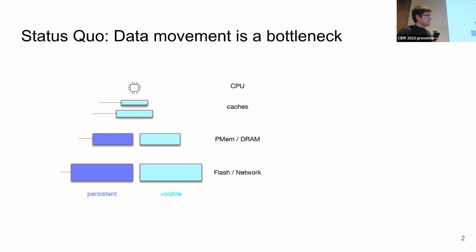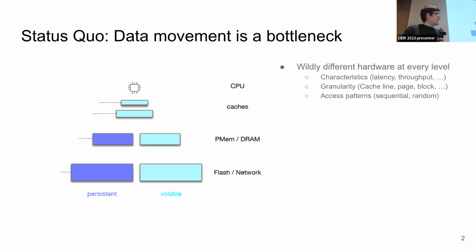So the status quo is that data movement often is a bottleneck in modern deep storage hierarchies. So you have a lot of different layers here. Each layer can either be local or remote. It could be persistent, or it could be volatile. And on each layer, you also have multiple different devices you could have. And all of these devices have various different properties. So they have different latency or throughput characteristics, different access granularities, and also optimized for different access patterns.